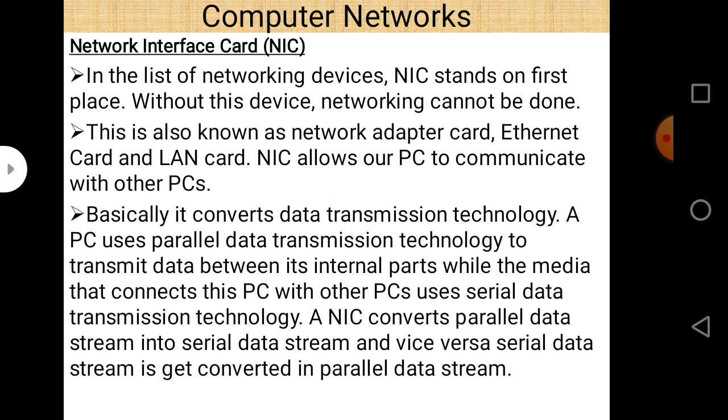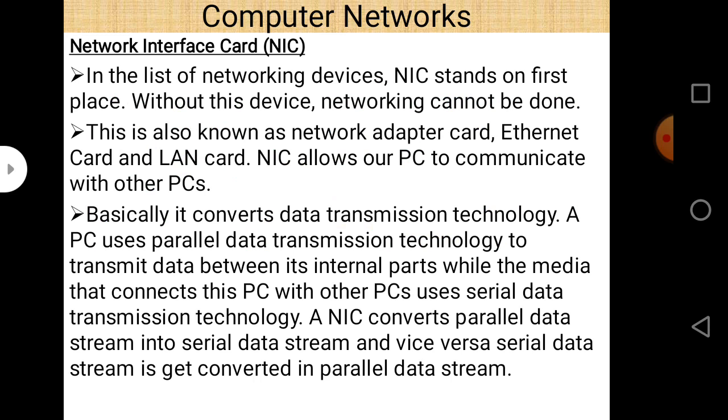Basically it converts data transmission technology. A PC uses parallel data transmission technology to transmit data between its internal parts, while the media that connects this PC with other PCs uses serial data transmission technology. NIC converts parallel data stream to serial data stream, and vice versa. Serial data stream is converted to parallel data streams.